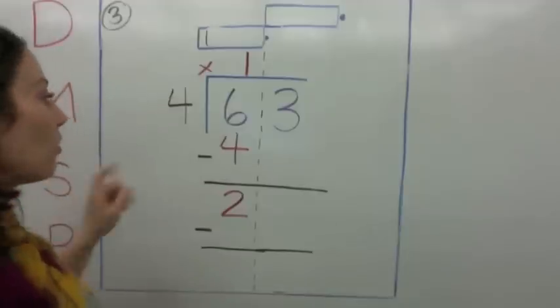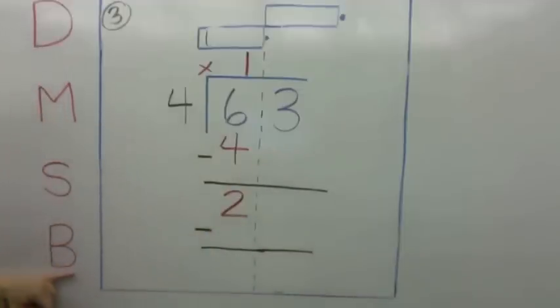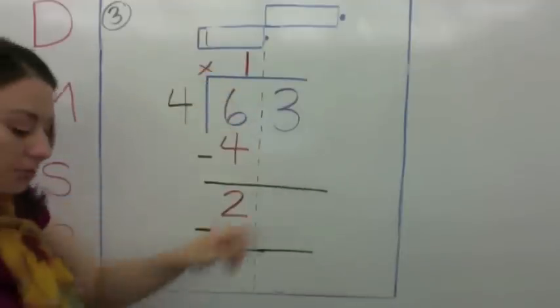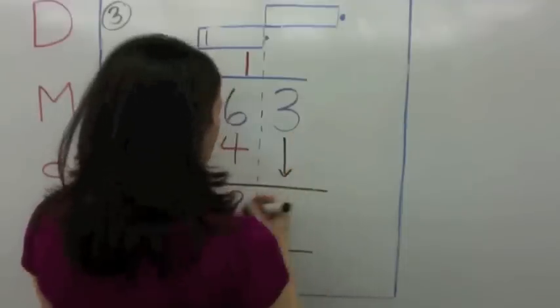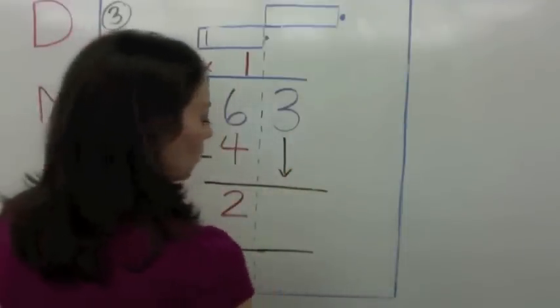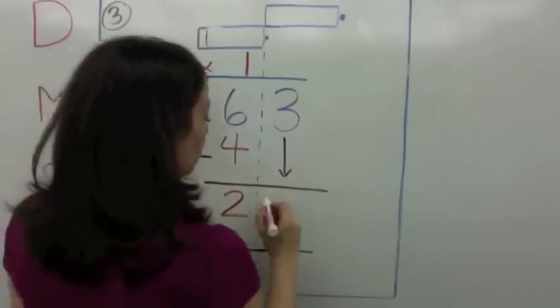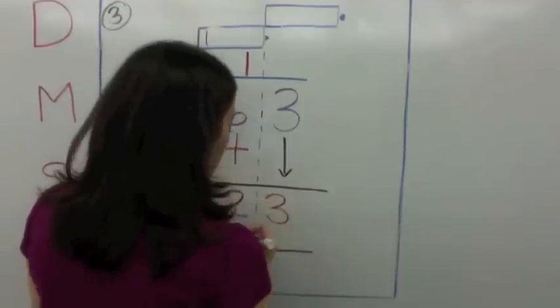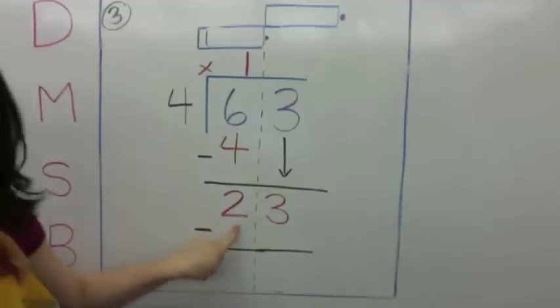Okay. Now 4 cannot skip count to get to 2. So what do we have to do with that 3? That is the B step. Okay? What are you going to do? You're going to bring the 3 down. You're going to bring it down. So bring down the 3 in the ones place. And now this new number is 23. Okay? So we start all of the steps over again, starting with 23.